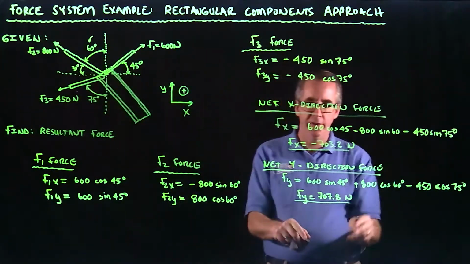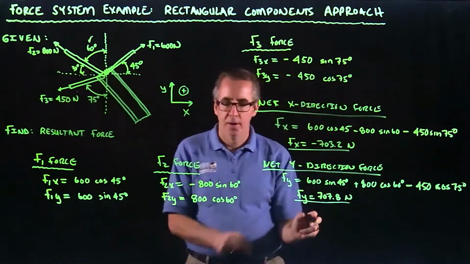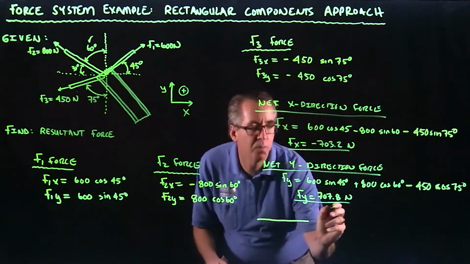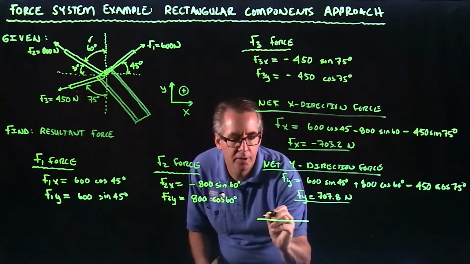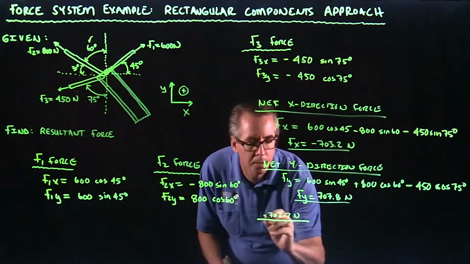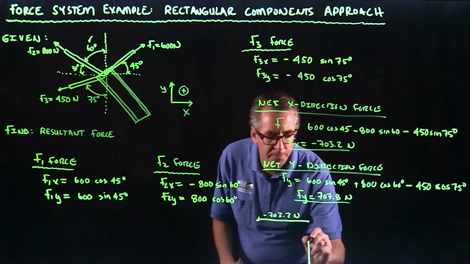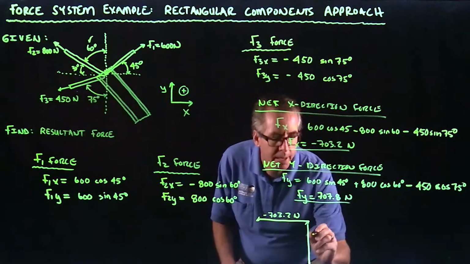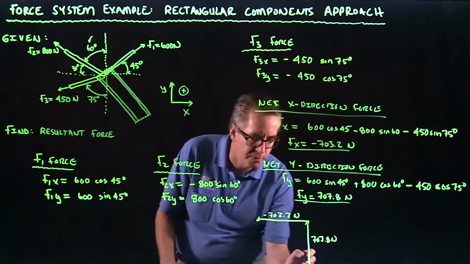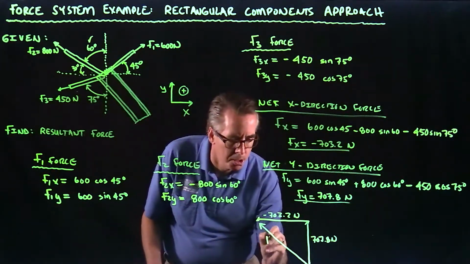Okay. So our net force has a negative component in the x direction and a positive component in the y direction, right? So if we drew this out, what we would have is a force in the x direction of 703.2 newtons, pointing left. Okay. In the y direction, it has a magnitude of 707.8 newtons. Right. So our resultant force is kind of like this. It's going off.